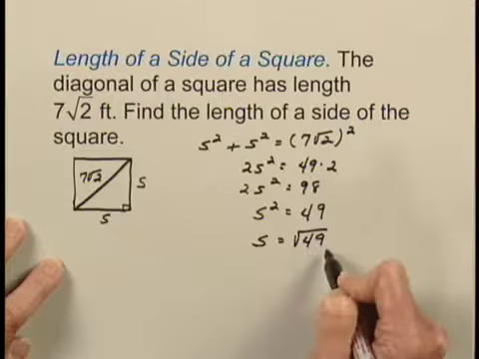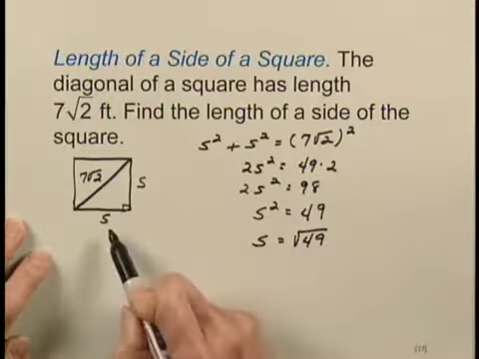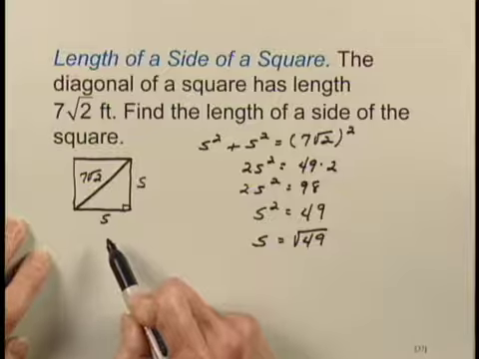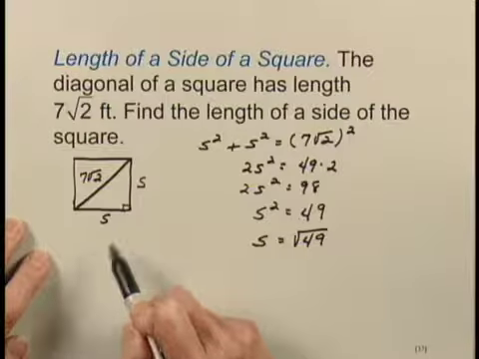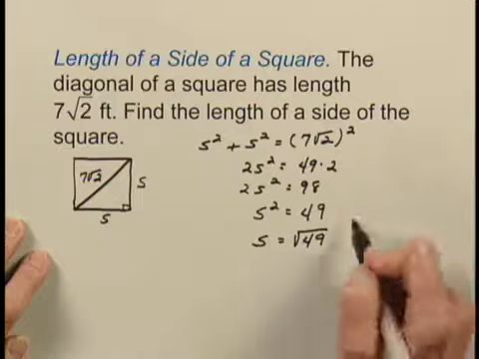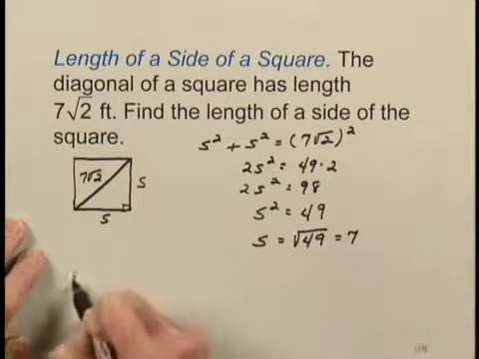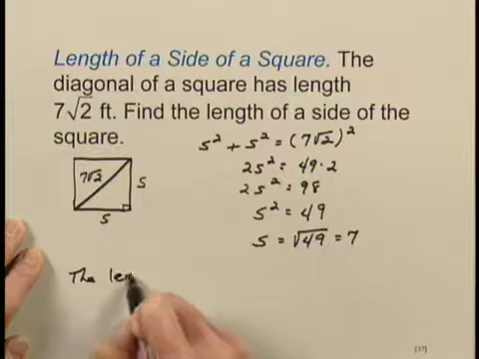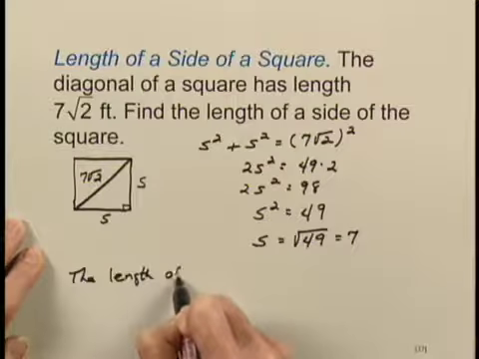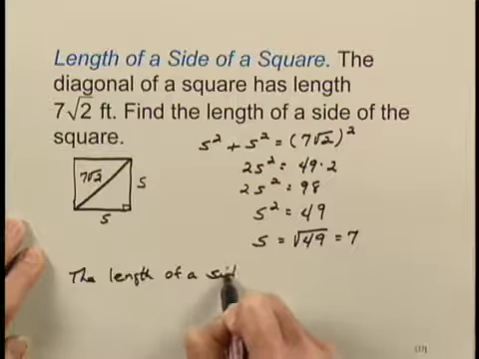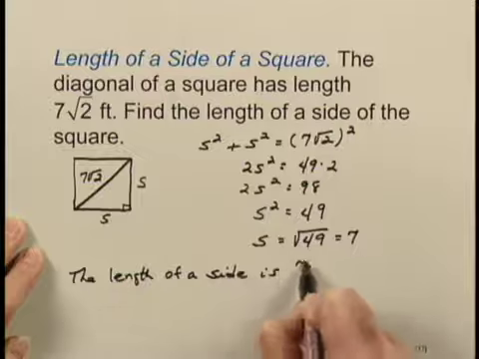And I'm only taking the positive square root here because I'm dealing with a length, so a negative number won't have any meaning in the particular problem that we're doing. So we have s equals the square root of 49, which is 7. So we would say that the length of a side of the square is 7 feet.